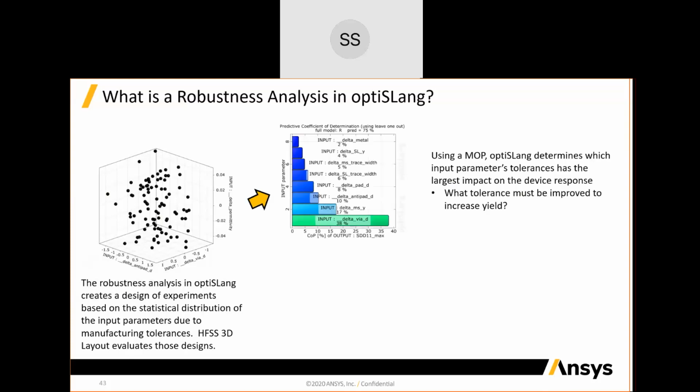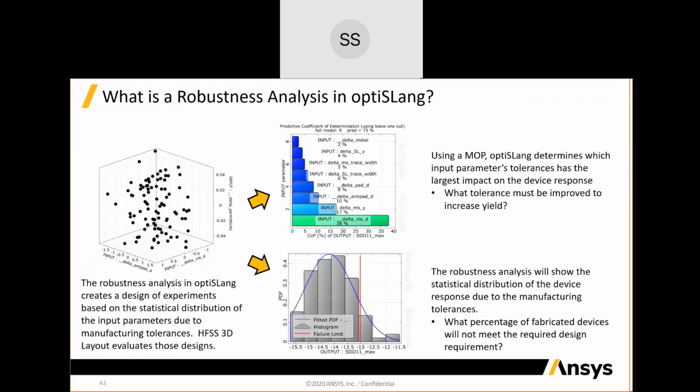And once we have the data evaluated by 3D layout, we fit a Metamodel to those results, and then optiSLang can very quickly tell us which of the tolerances have the largest impact on the yield of the devices. And then we also look at the results of the DOE, and we can see what kind of responses we get. Do all these virtually manufactured devices meet our design requirement? How many of them will fail the design requirement?